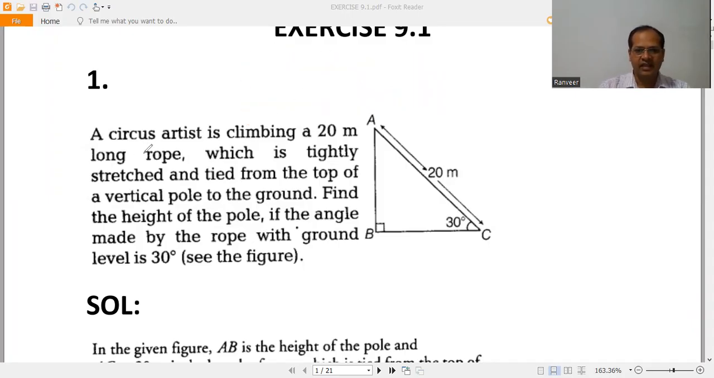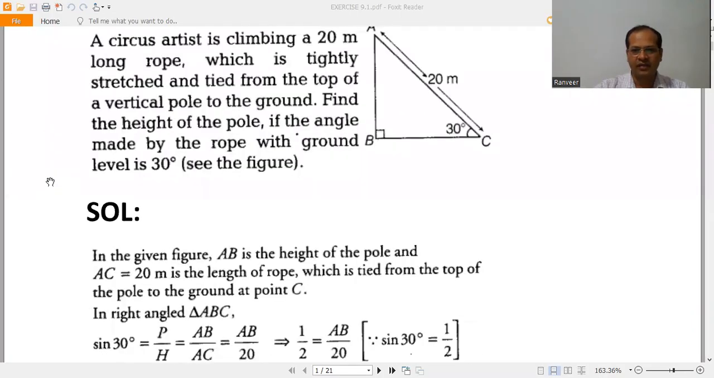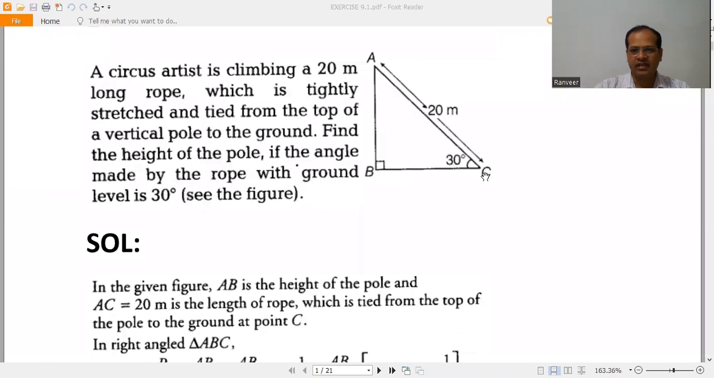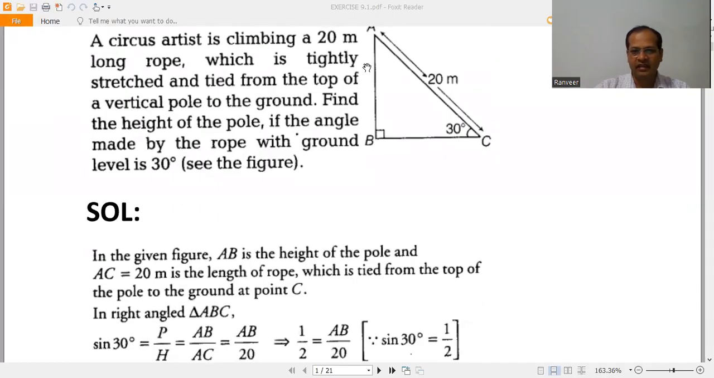Now, in this question, first of all, we draw the diagram. In this, AB is the height of the pole, and AC is 20 meters, the length of the rope, which is tied from the top of the pole to the ground at C.